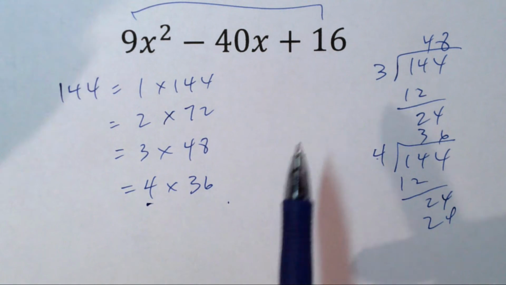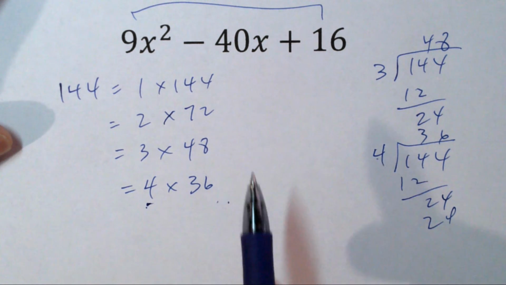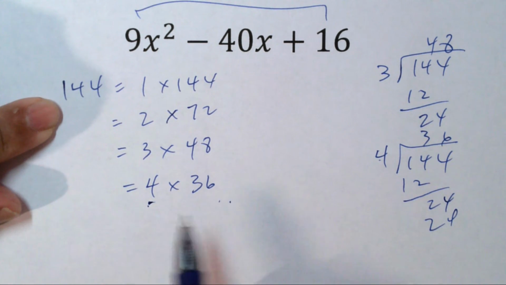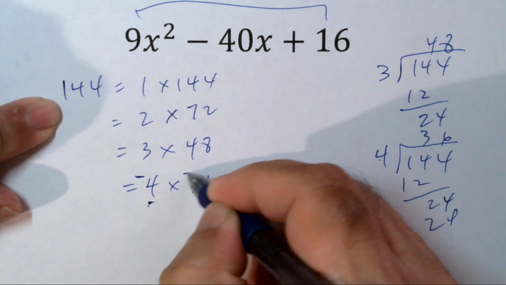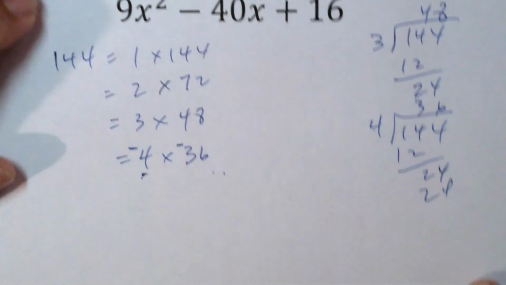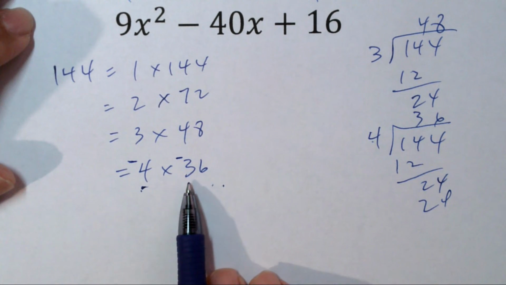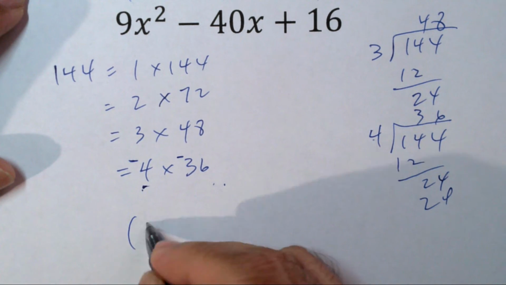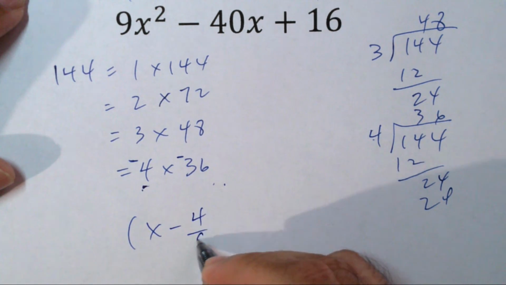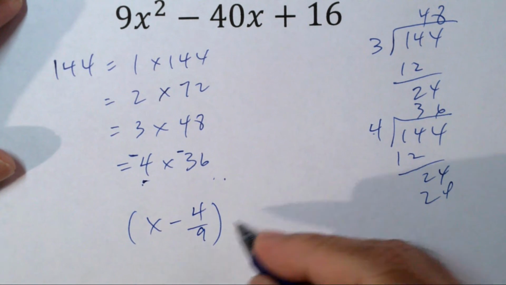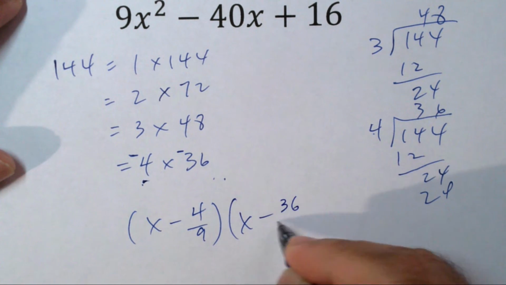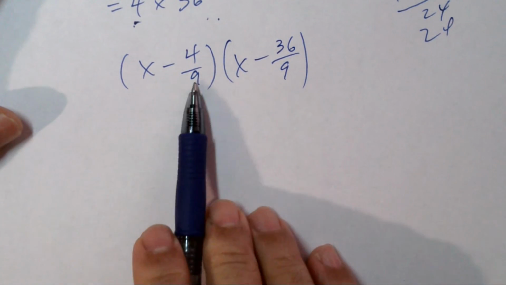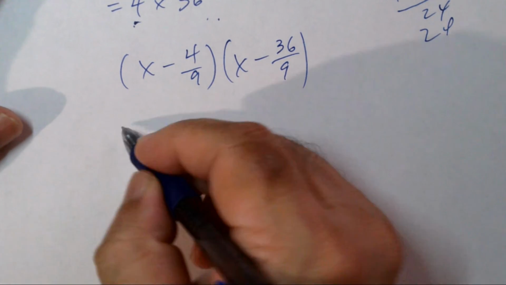So that's it. But I need negative, right? Well, in order to get a positive 144, they have to have the same sign. So it's negative 4 times negative 36. And negative 4 plus negative 36 is negative 40. So there's our answer. All right. So we're going to say it's x minus 4 over the leading coefficient and x minus 36 over the leading coefficient. All right. Here, the 4 over 9 cannot be reduced, so move the 9 forward.